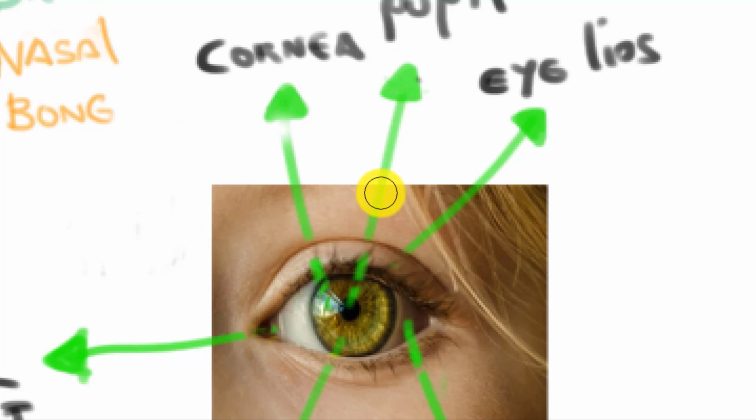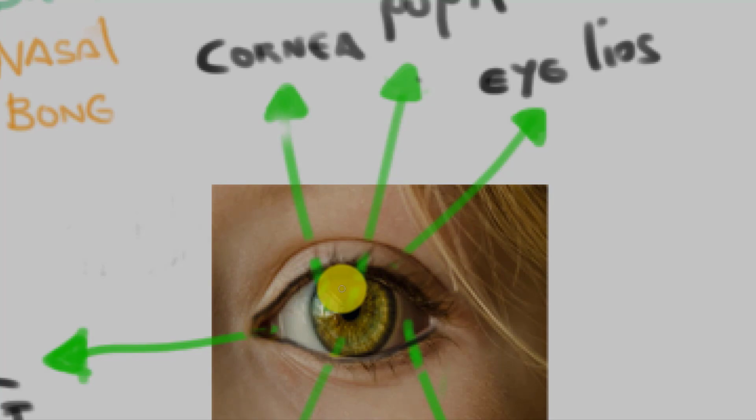For the eyelids, something that is very important to mention is that they are thick. As you can see here, they have thickness. So you have to remember that when you draw eyes.